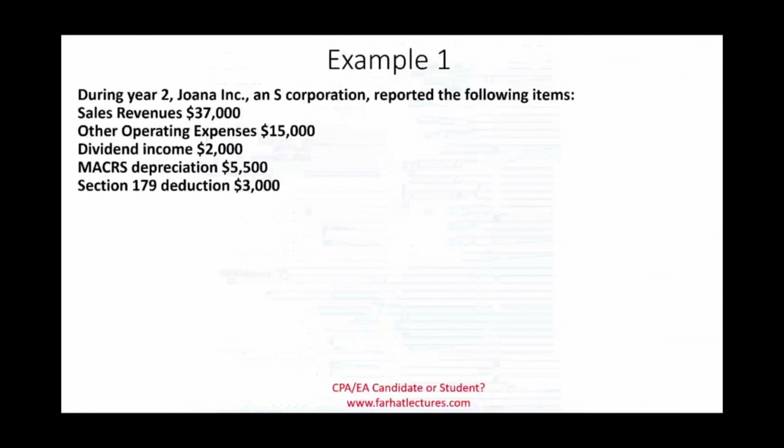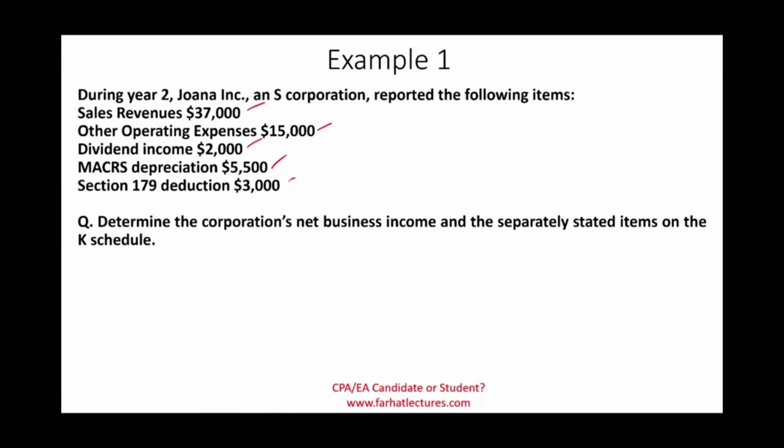Let's take a look at an example. During year 2, Joanna, an S corporation, reported the following items: sales revenue, operating expenses, dividend income, MACRS depreciation, Section 179 deduction. Determine the corporation's business income and the separately stated items on Schedule K-1. So as an individual, whether you are a CPA candidate, enrolled agent, or an accounting student, one of the concepts you need to know is which of these items should be separately stated, and which items are non-separately stated. Non-separately stated means what? It means part of your net business income.